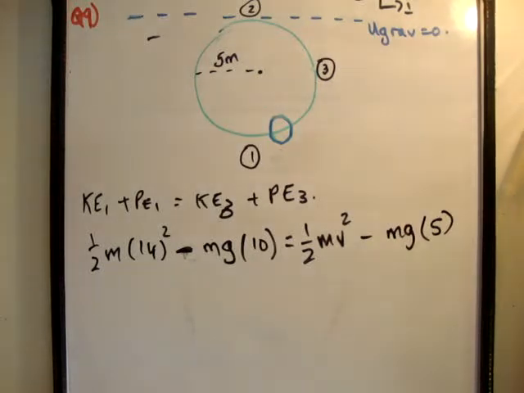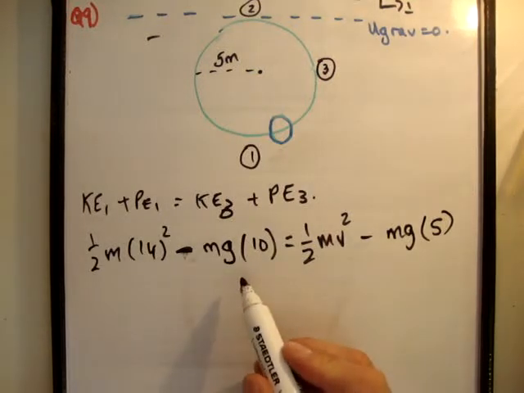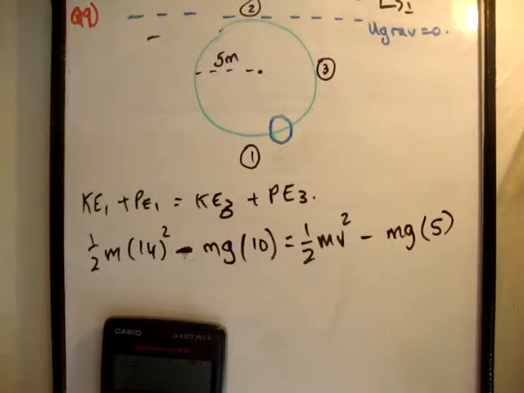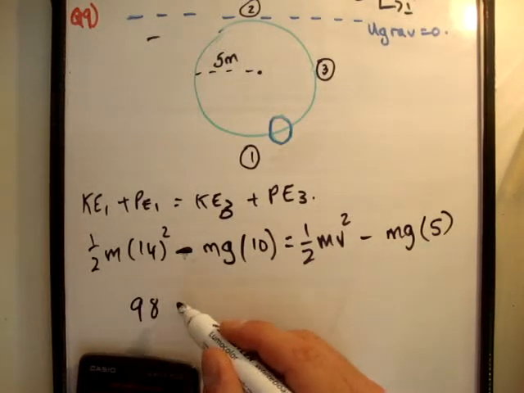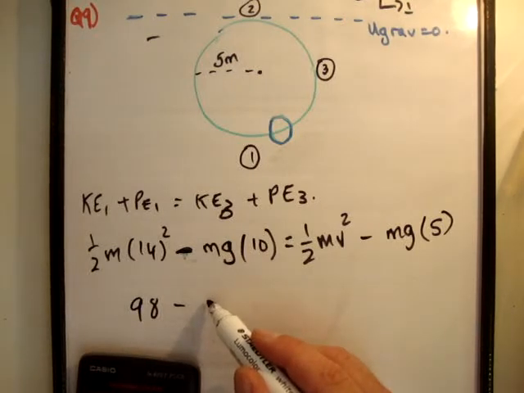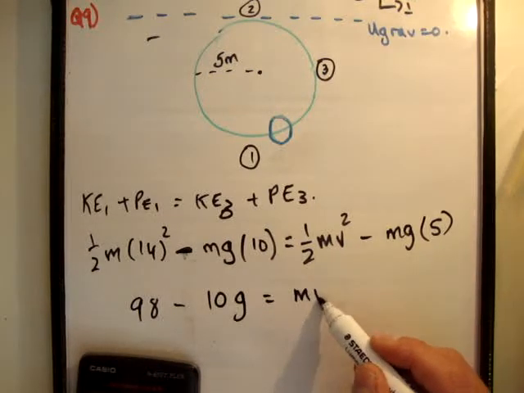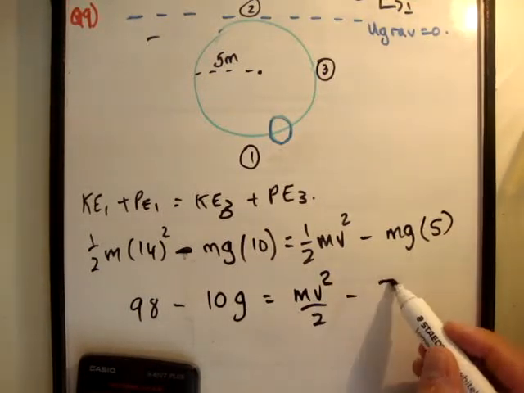Alright, that's pretty straightforward stuff. So I'll pull out my calculator. So we're going to go for 14 squared divided by 2, so that's 98, minus 10g, cancelling across the m's of course, is equal to mv squared over 2 minus 5g.